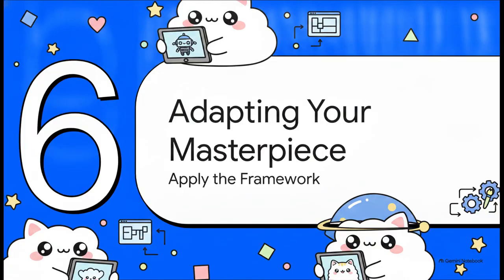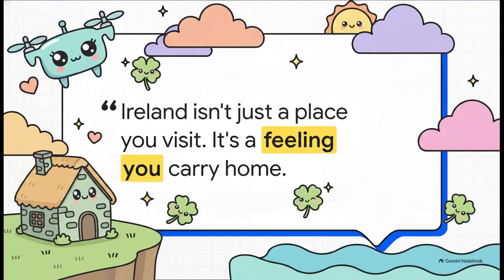Finally, Section 6, Adapting Your Masterpiece. Let's focus on how you can apply this structured framework to your own projects. First, you have to stick the landing. This prompt crafts a perfect, highly emotional closing block. It instructs the AI to generate a final, sweeping drone shot pulling back from a lone cottage on a cliff edge, sunset painting the sky orange and purple over the Atlantic.